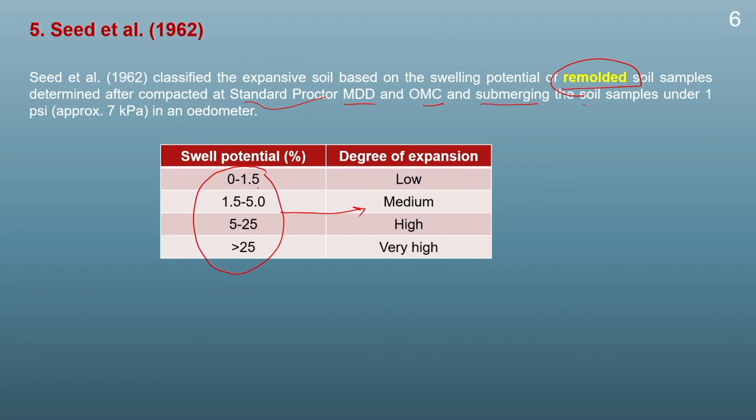If the swelling potential is in between 0 to 1.5%, the soil can be termed as low expansive soil. If it is in between 1.5 to 5%, the soil can be termed as medium expansive soil. If the swelling potential is between 5 to 25%, it can be termed as high expansive soil. If it is greater than 25%, it can be termed as very high expansive soil.